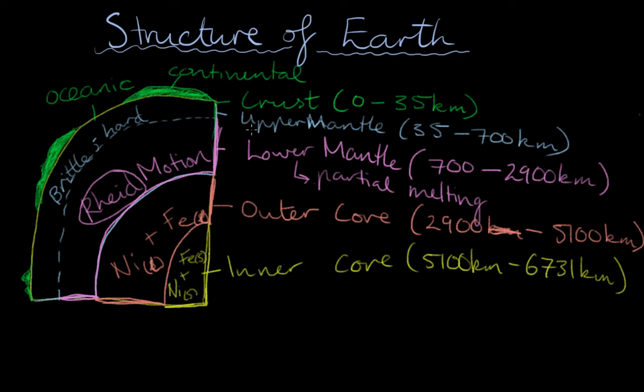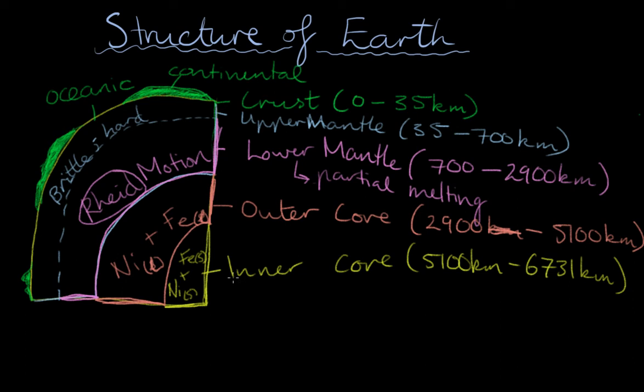Our next layer is the upper mantle. The upper mantle is very brittle and hard, and it behaves very much in the same way as the crust, though it has a different composition, which we'll learn about later. The next one is the lower mantle. The lower mantle displays plastic motion. The rocks here are still solid by all means, but they flow very slowly due to the intense heating and partial melting that occurs in this region.